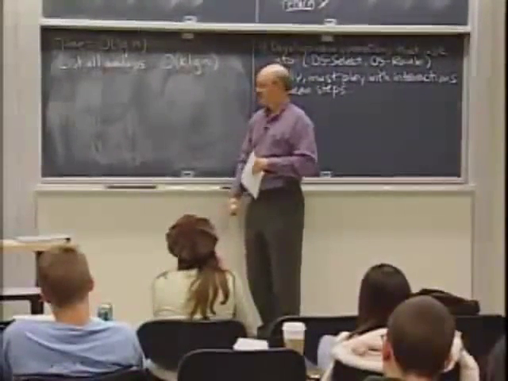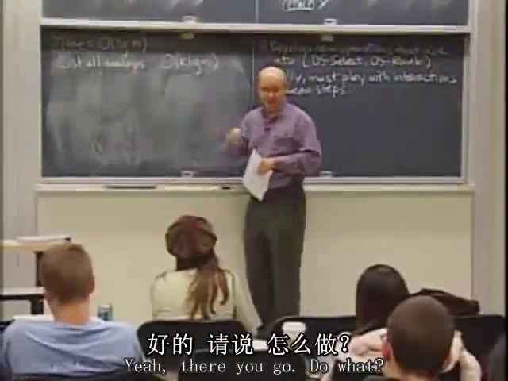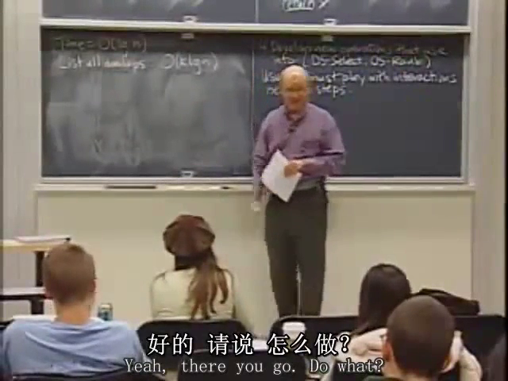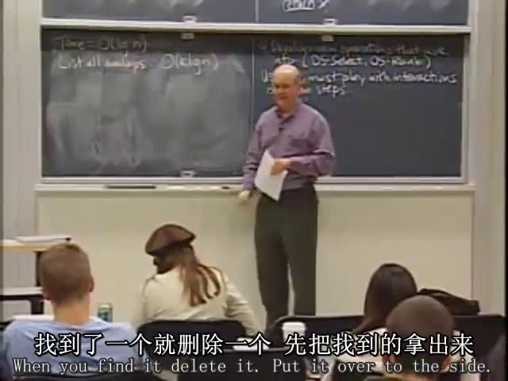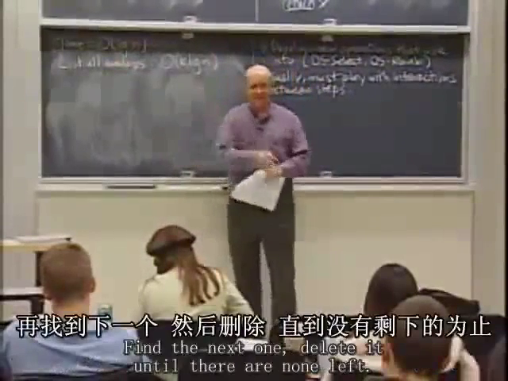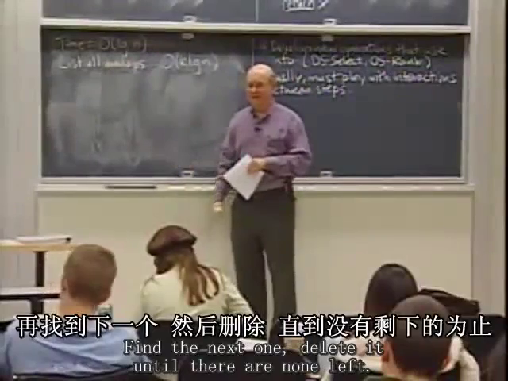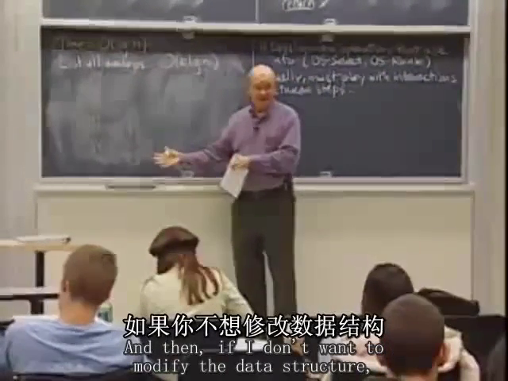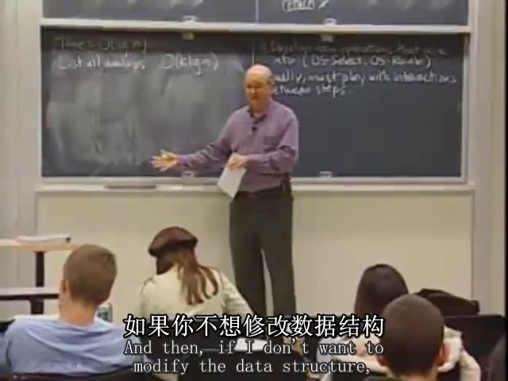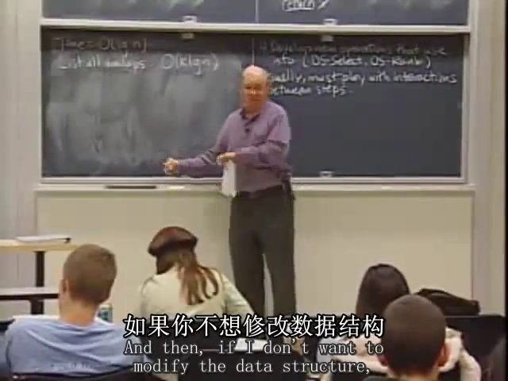Well, how do I know it's there? Yeah, there you go. When you find it, delete it. Put it over on the side. Find the next one, delete it, till there are none left. And then, if I don't want to have modified the data structure, insert them all back in.